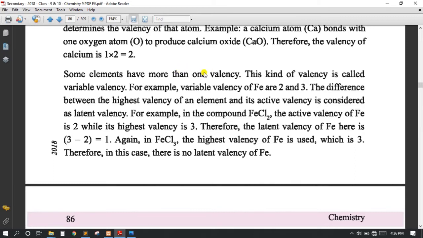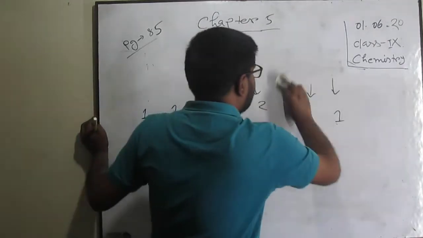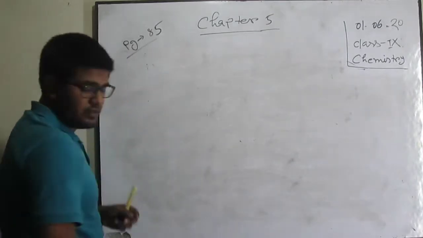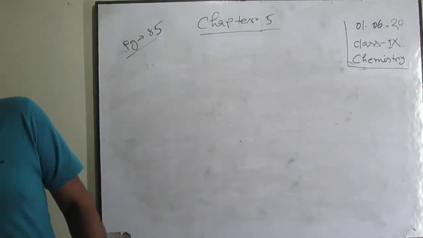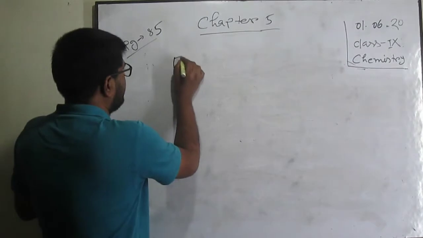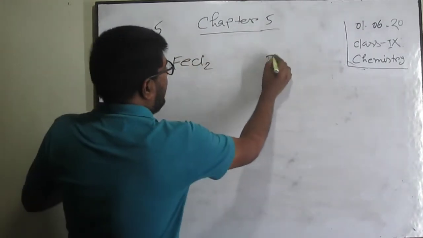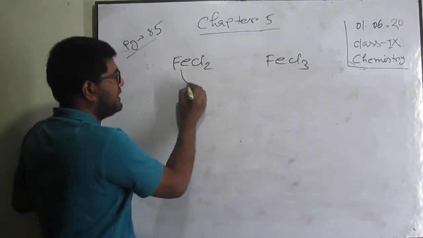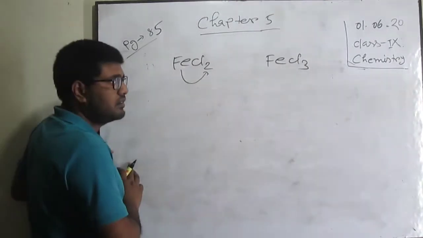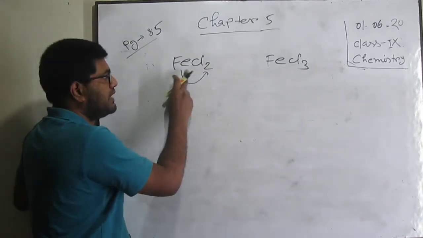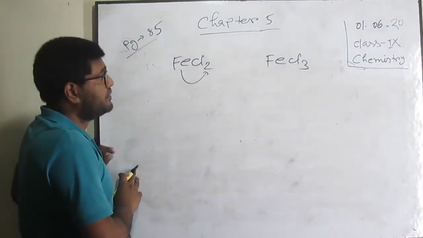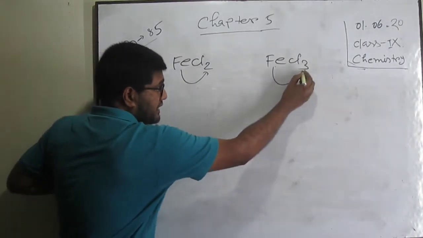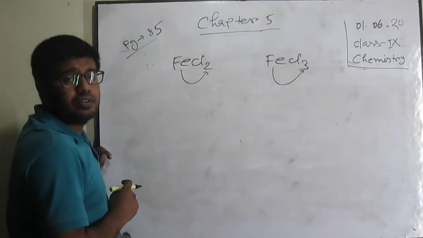For this I have to erase the board first. So what is variable valency? Suppose FeCl2, FeCl3. Here one atom of iron is attached with 2 atoms of chlorine. Here one atom of iron is attached with 3 atoms of chlorine.